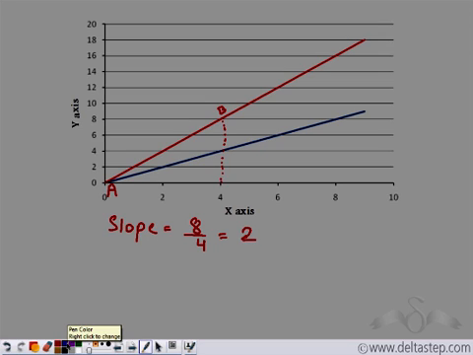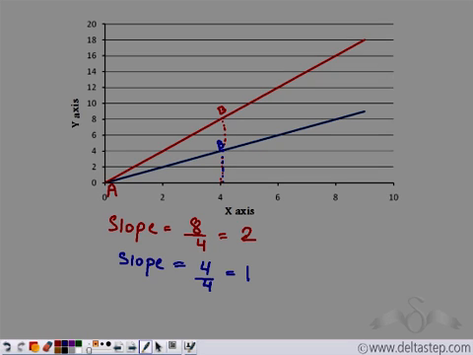Now what is the slope of the blue line? We take A as one of the points and this point as B. So for blue line, when we move from A to B, what is the rise? The rise is this much, that is 4. So there is a rise of 4 points in moving from A to B. And what is the run? The run is this. This is the horizontal distance. So it is 4. So the slope of blue line is 1.